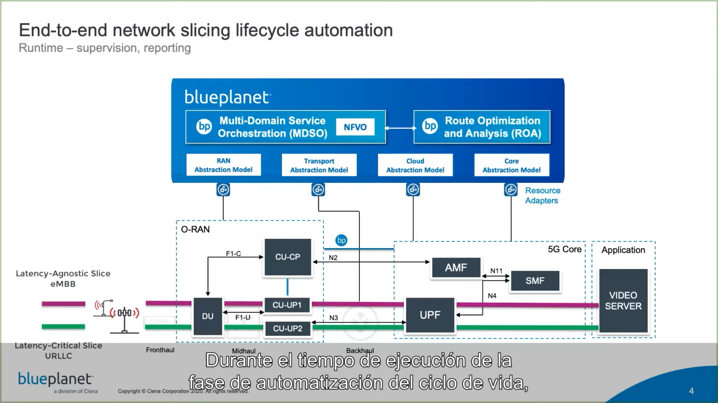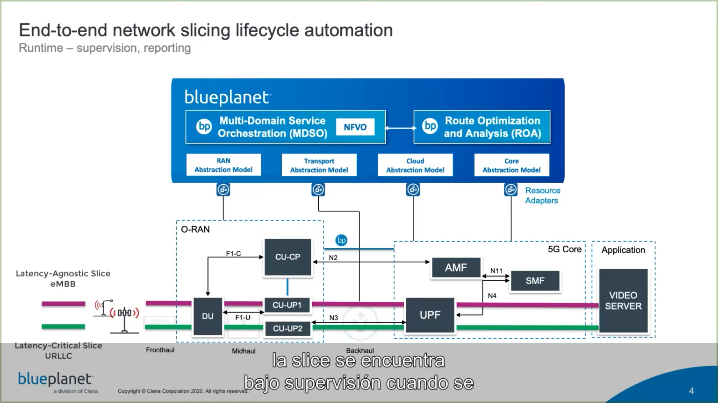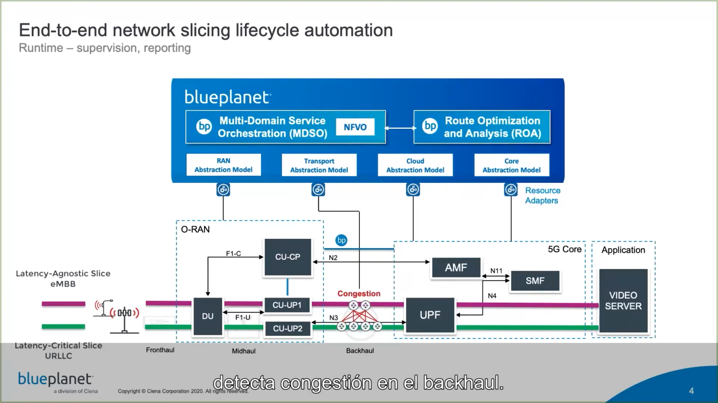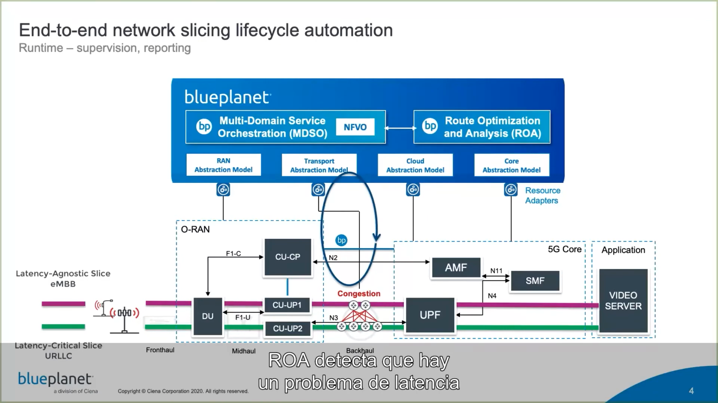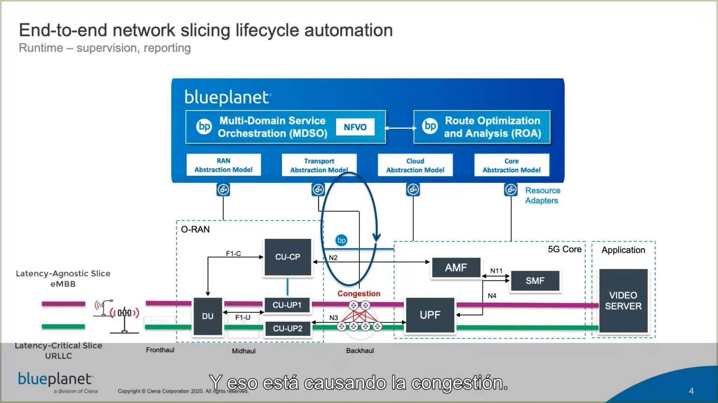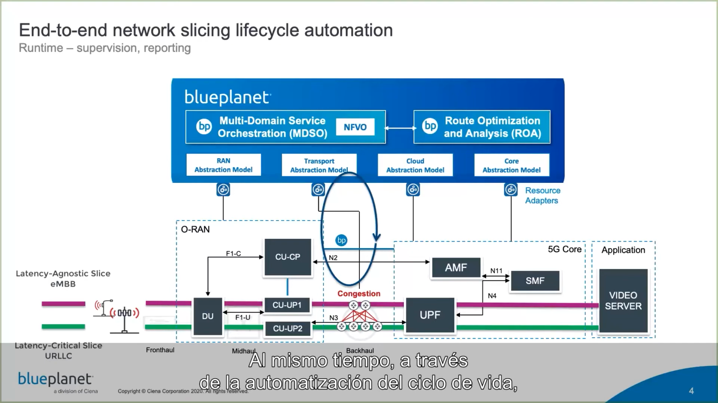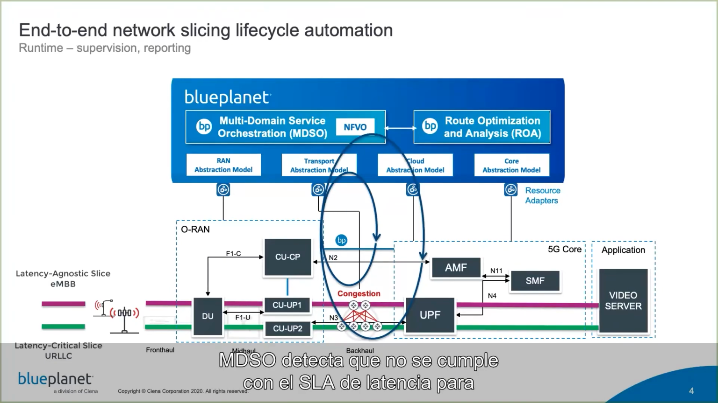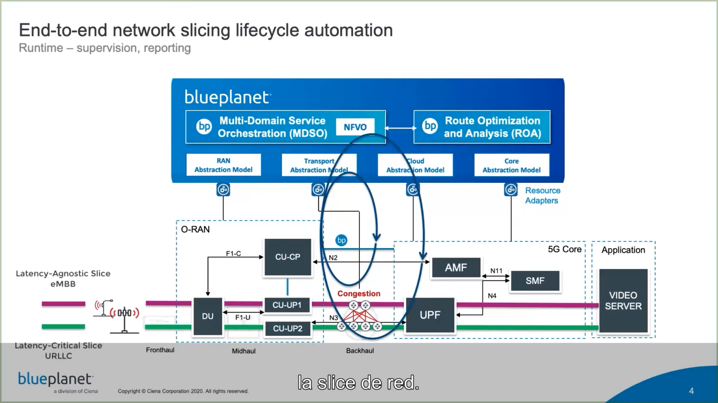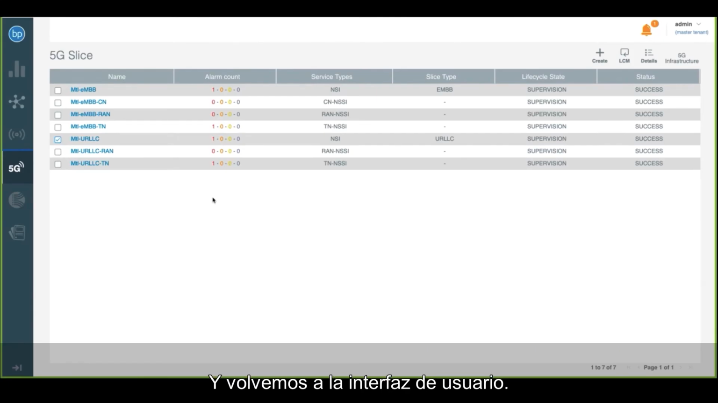During the runtime phase of our lifecycle automation, the slice is under supervision when congestion is detected on the backhaul. ROA detects there is a latency issue on the transport network and that is causing congestion. At the same time, through lifecycle automation, MDSO detects that the latency SLA of the network slice is not met. And back into the UI.